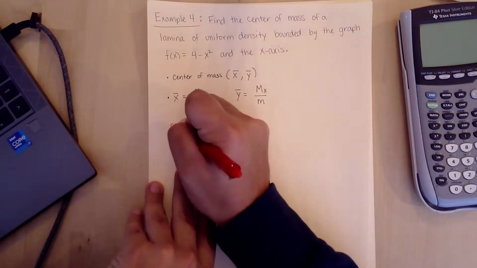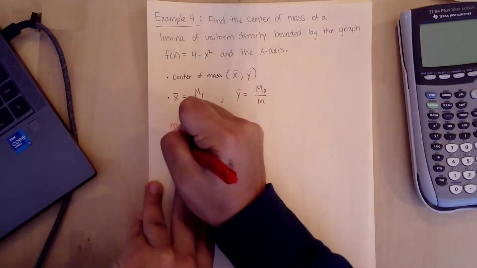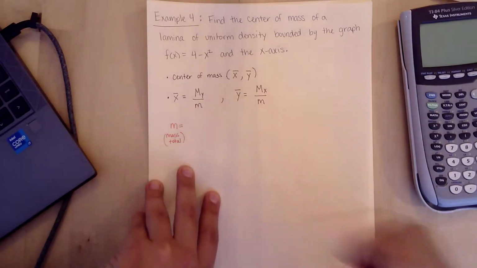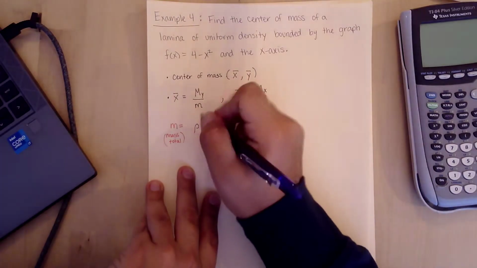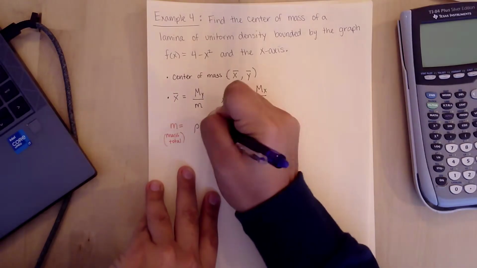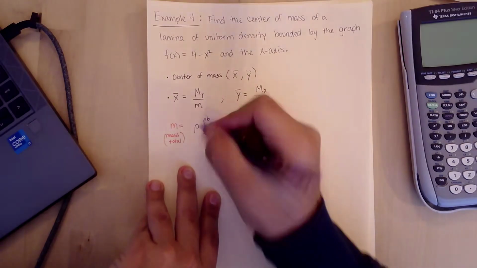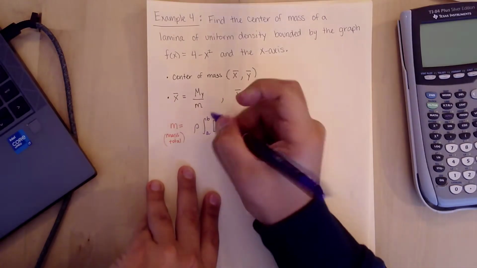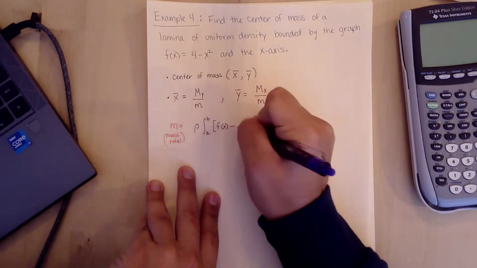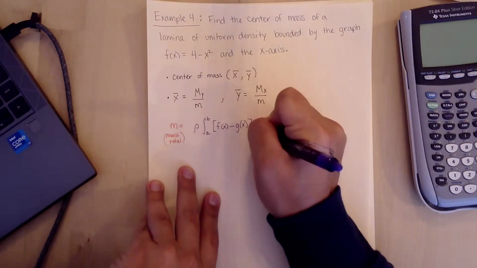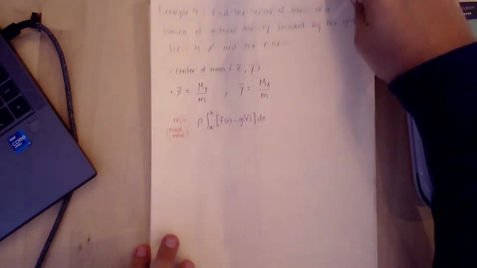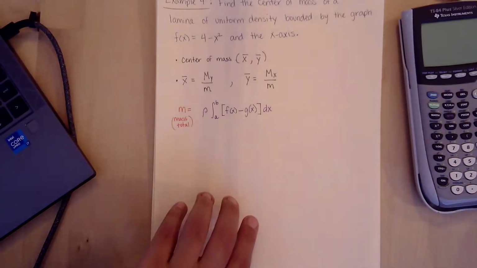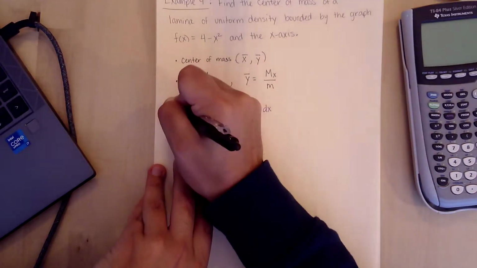The first thing that we need is the mass of the system, mass total. That is going to be rho, which is density, times the integral from a to b of just the area, so that's f of x minus g of x dx. Nothing crazy there. That should be fairly straightforward. So that's maybe the first thing that we're going to find.